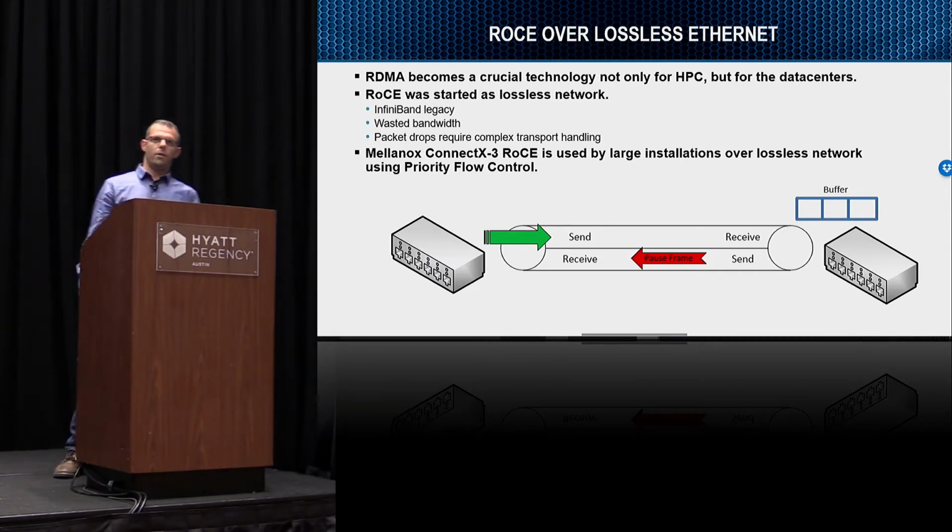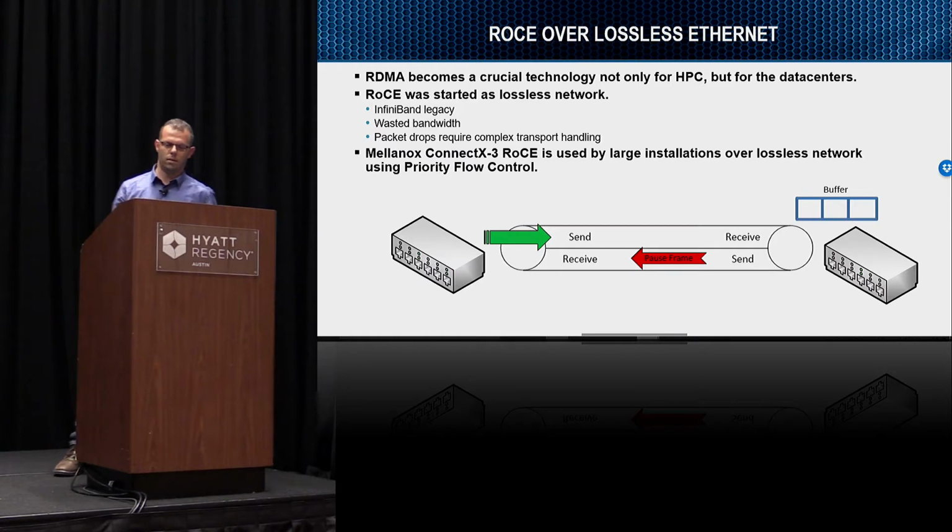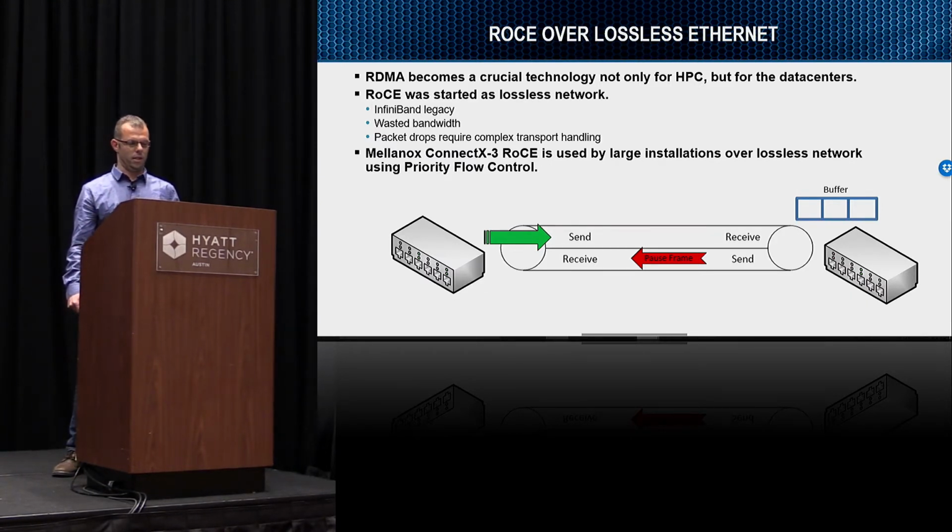Already today we have a large deployment, a large installation of RoCE in a data center, but it's over a lossless network with our ConnectX-3 cards. The lossless network is implemented in Ethernet using priority flow control. That works as depicted in the figure.